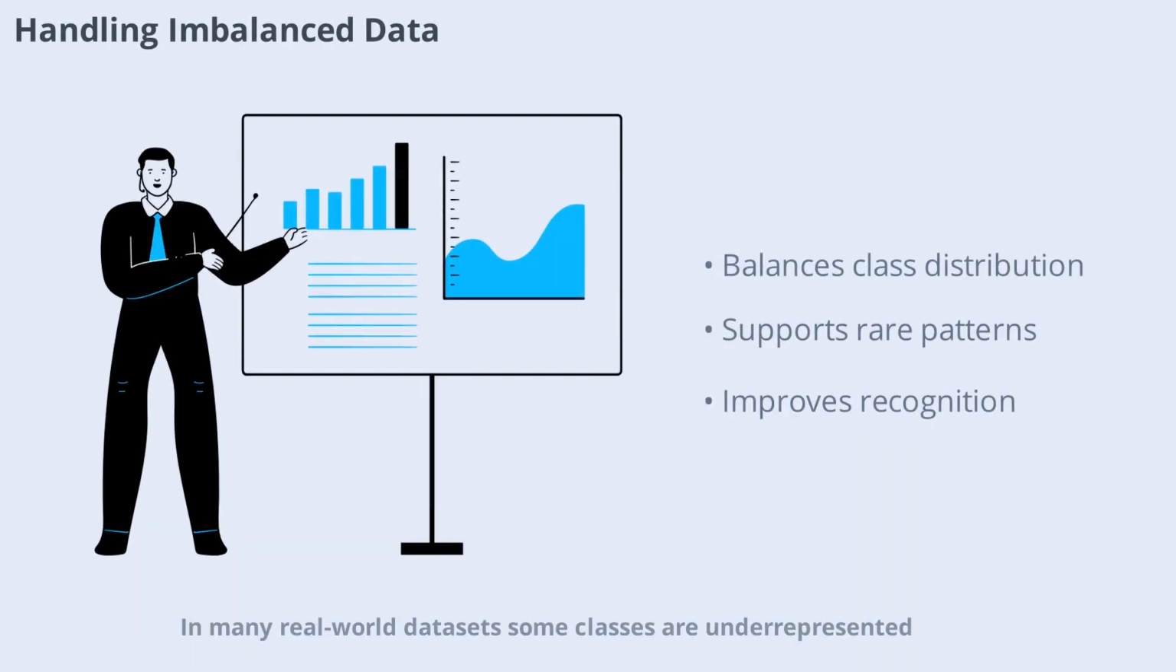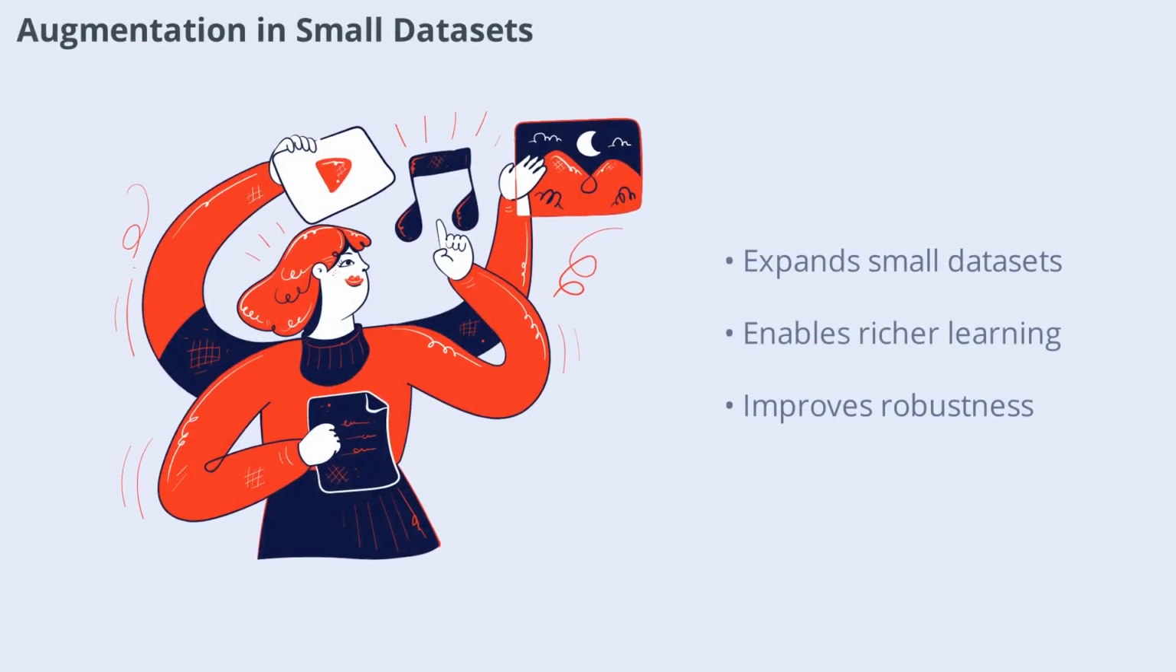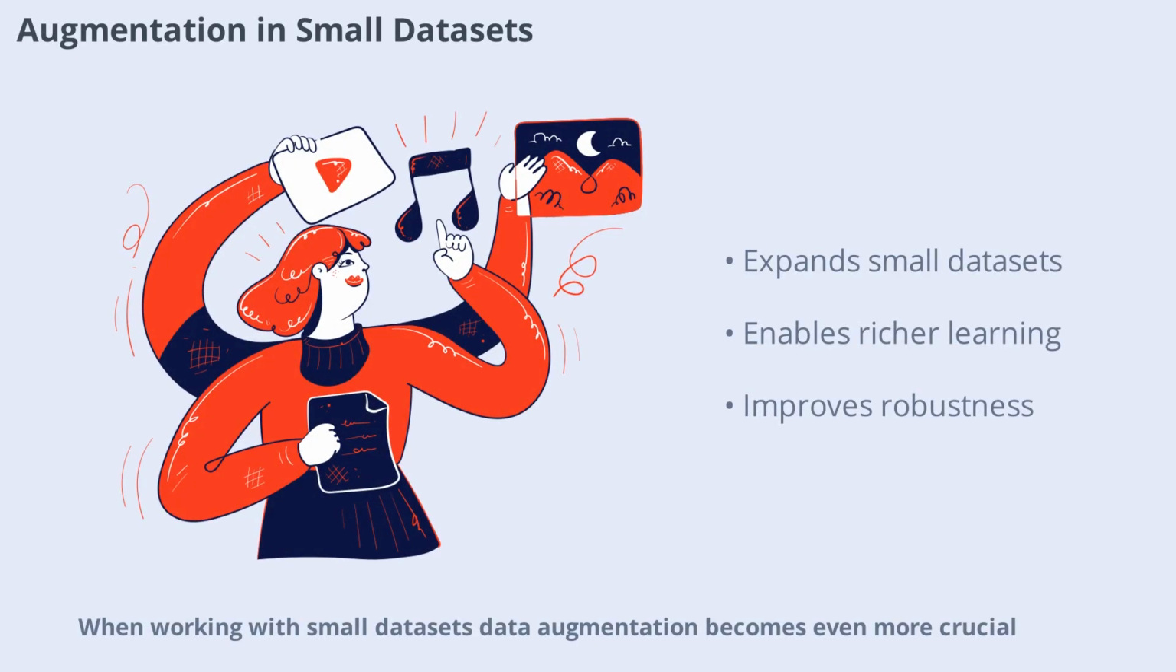In many real-world datasets, some classes are underrepresented, leading to imbalanced data. Data augmentation can help balance the dataset by generating more samples for minority classes. This ensures that the CNN receives sufficient examples from all categories, improving its ability to recognize rare or less frequent patterns.